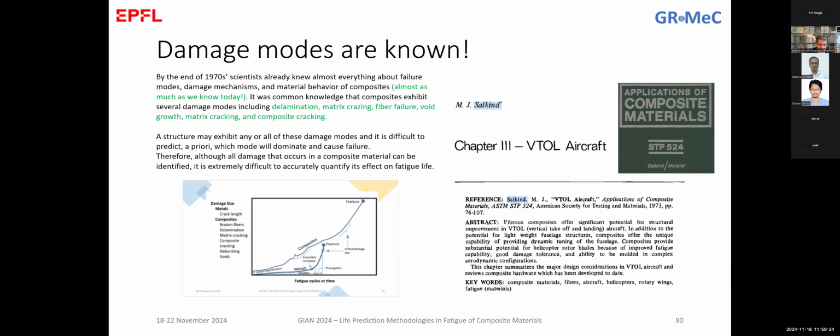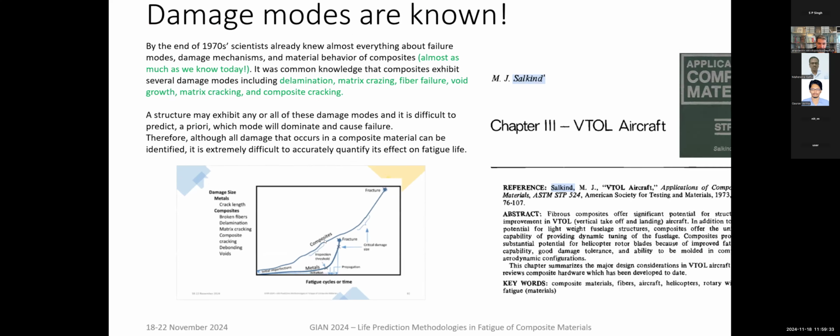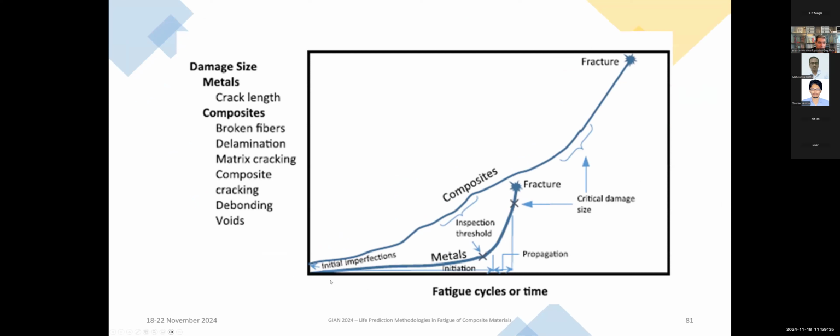So these conditions, if you like, or these damage modes have been identified very early, in the 1970s more or less. And this diagram shows exactly this difference between composites and metals, and shows the complexity of composites damage and failure compared to the complexity in metals.